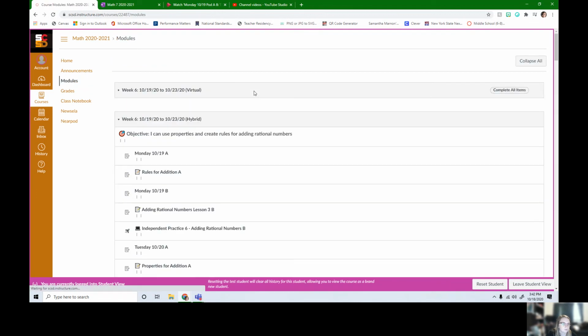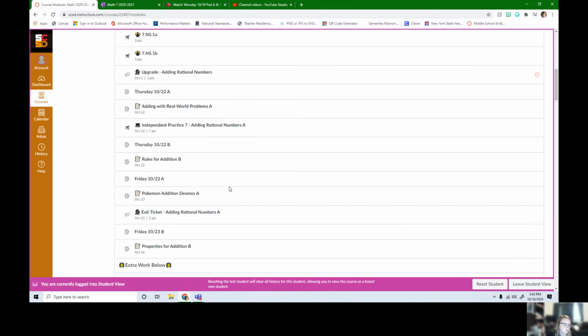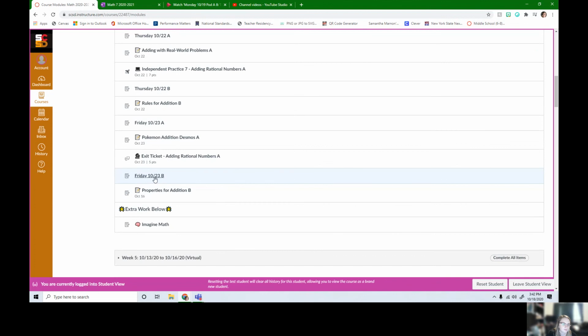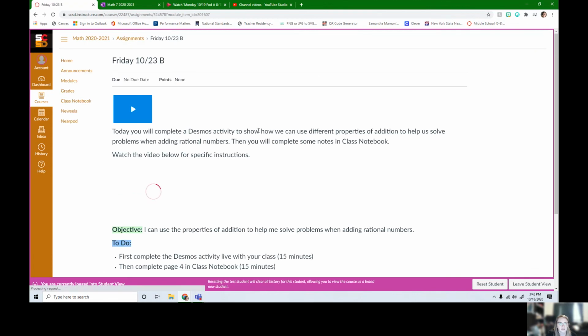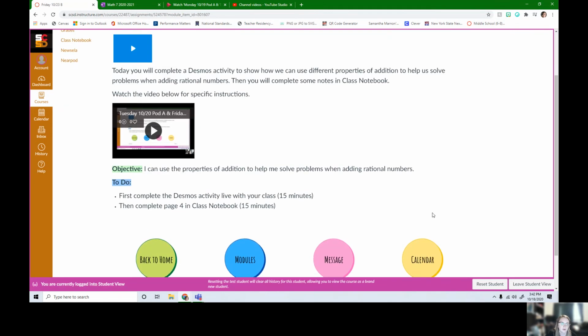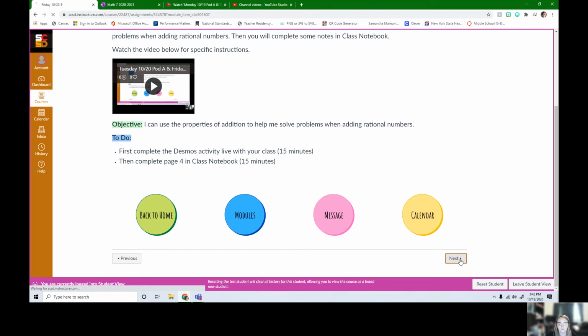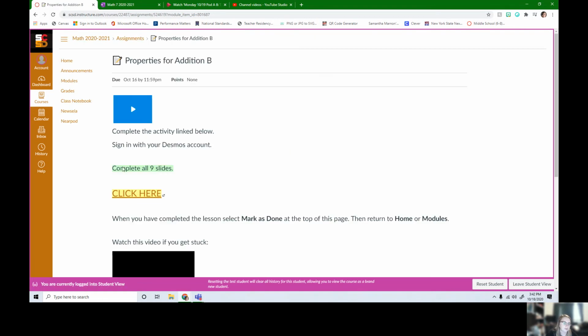We go back to modules so we can look at the work for Friday. On Friday, we're going to start talking about the properties and using the different properties. Again, if your student brings their device to class, that's going to be the best possible scenario because we're going to have a Desmos lesson, and it's a lot easier to do when they have their device in front of them because there's going to be a card sort and ordering things.